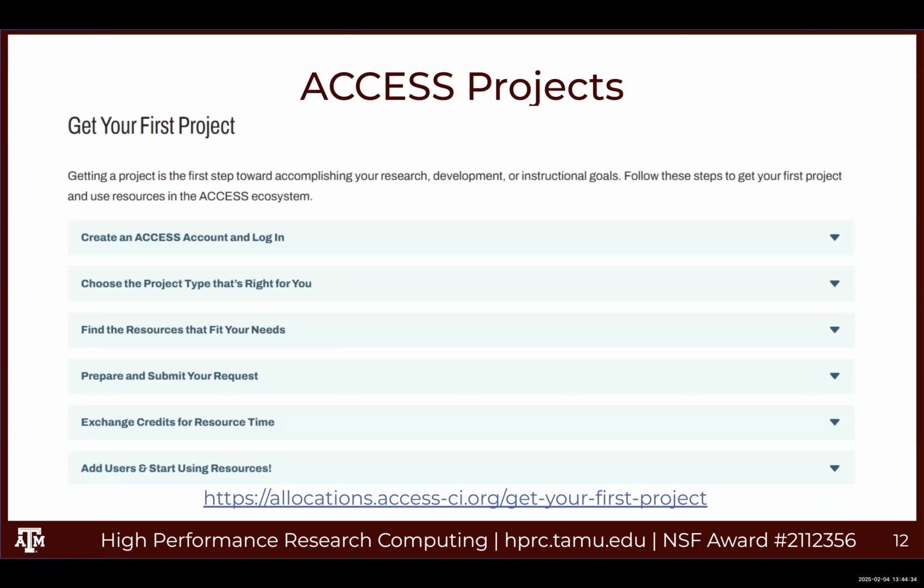Again, we're focusing on the machines that we have, but there are others, and you can find those resources on the website and see what kind of hardware they have. So if there is hardware we don't have, you still can choose a different resource that has that. So then you exchange your credits. You can add users to your allocation if you're the PI or an allocation manager. If a PI makes you an allocation manager, you can add users to that allocation and then start using those resources.